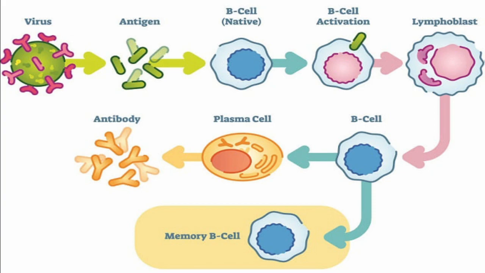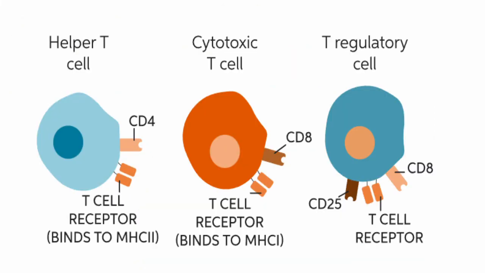T cells, on the other hand, control the body's immune system response, directly attacking and killing infected and tumorous cells. T cells often require the assistance of other immune cells to become activated, at which point they multiply and specialize into specific T cells.